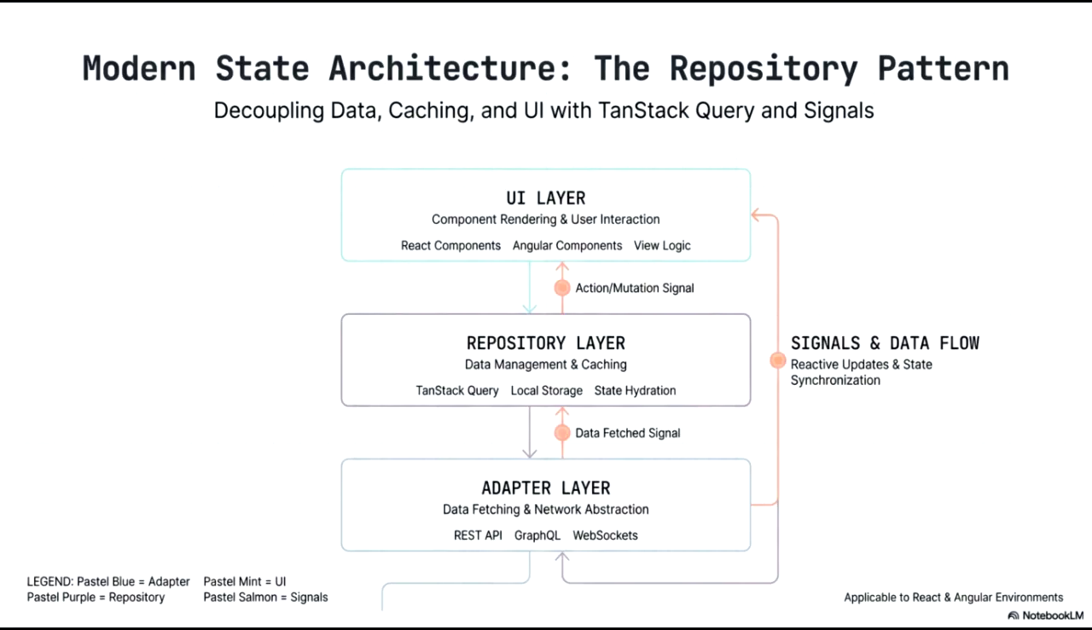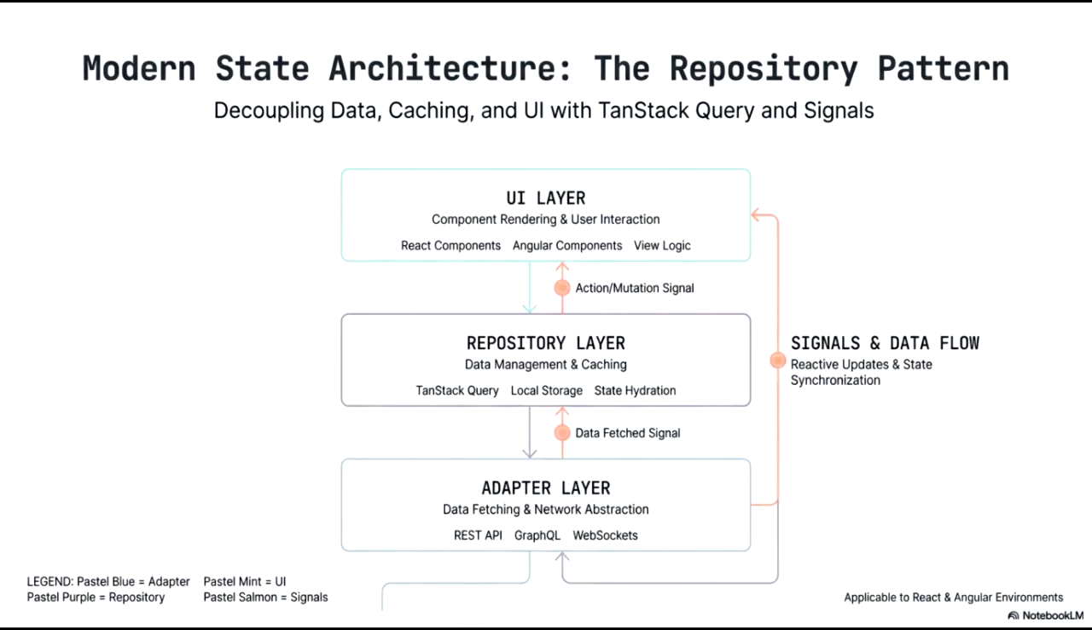At the top, the UI layer focuses exclusively on component rendering and user interaction, whether you're using React or Angular. In the center, the repository layer acts as the engine for data management and caching. By utilizing TanStack Query and local storage here, we can handle complex state hydration away from our view logic. The base is the adapter layer, which provides a network abstraction for fetching data from REST APIs, GraphQL, or WebSockets.